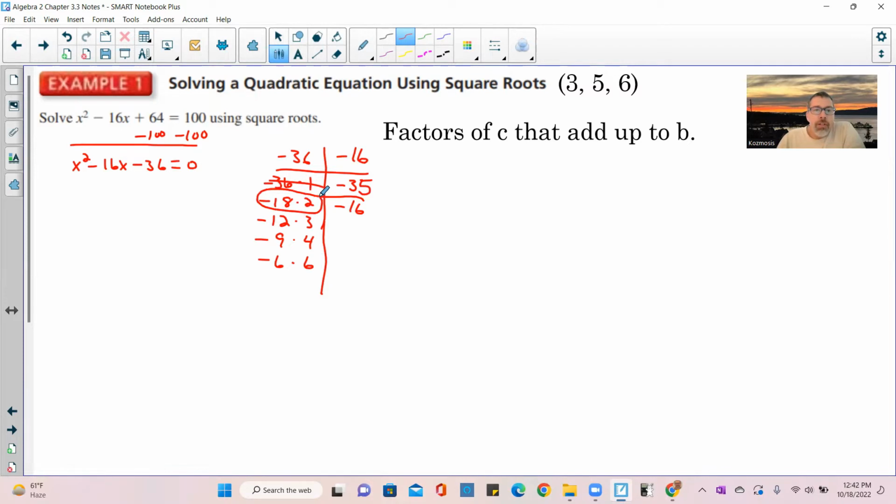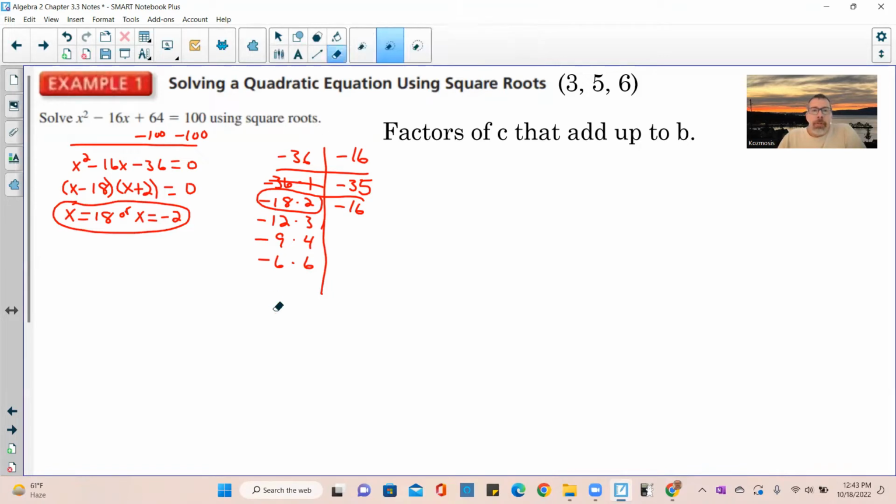So I'm going to use these two values. So it's going to be x minus 18 times x plus 2 equals 0. The zero product property simply states that the opposite is the answer, because 18 minus 18 is 0, and 0 times anything is 0. So x would have to equal 18, or x would have to equal negative 2. It can't be and, it must be or. Okay, so we got x equals 18 or x equals negative 2.